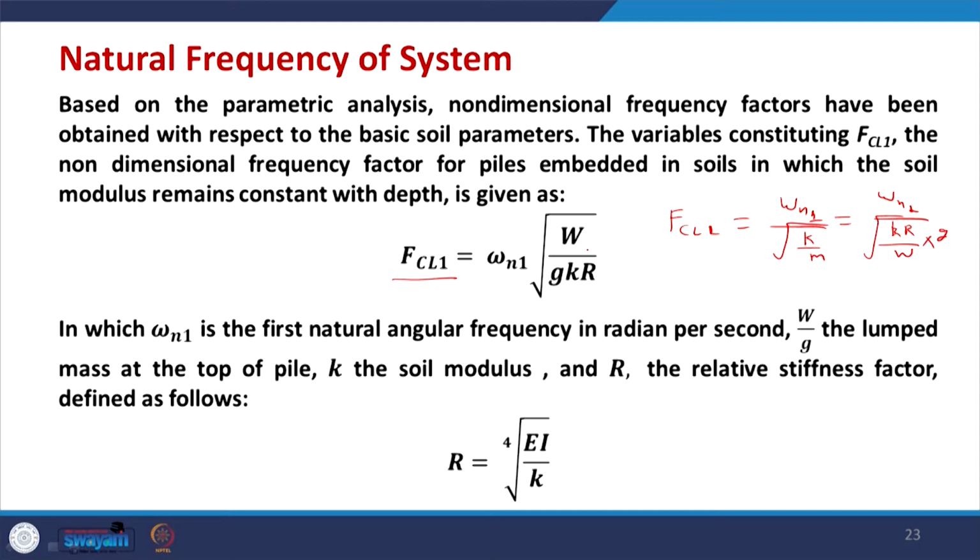This equation can be worked out from this, where r is called the relative stiffness factor for the case when the soil modulus is constant with the depth, and you may be aware that this is given by this relation, E by k to the power 1 by 4. So, this can be found. Once r is known, then we put it in this equation and find this constant FCL1. This was the case when the soil modulus is constant with the depth.